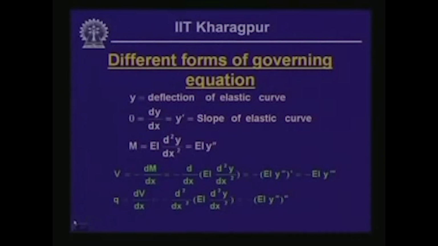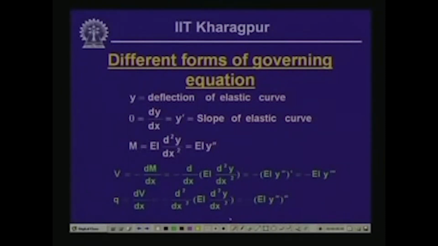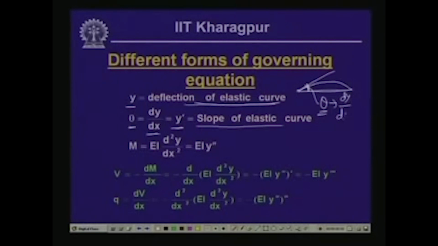Well, if we look into what we have evaluated so far, y gives us the deflection of the elastic curve, and theta, which is the first derivative of y, which we call y dash, gives us the slope of the elastic curve. That means if we have the beam with a deflection of this form, and we take a tangent at any point on the elastic curve, this gives us the slope theta, which is dy dx, the derivative of the deflection curve.